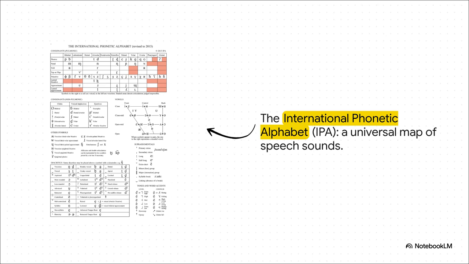Okay, I know what you're thinking. This chart looks intimidating, right? But don't worry, the core idea behind it is actually super simple. Get this. One symbol always equals one sound. That's it. It's basically a complete map of every single sound the human voice can possibly make.